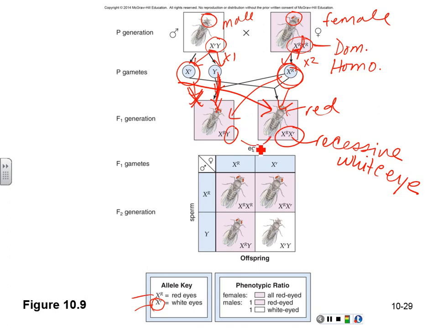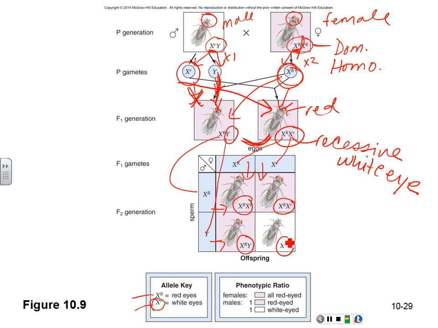Now they're going to mate these two together. So here's the X big R, here's the X little r, here's the big X R, and here's the Y. When you do your Punnett square, where these go down and these go across, you end up with a red female, another red female, a red male, and a white male.